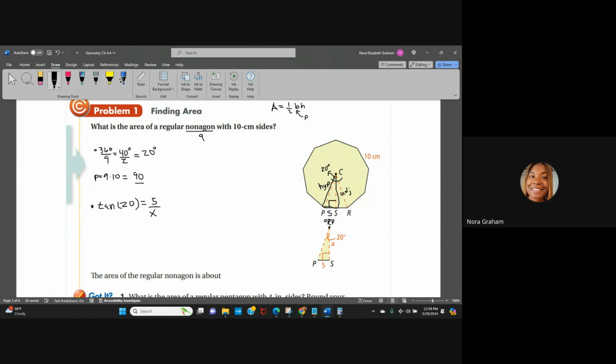Right here, I just use basic algebra to simplify this down. What that looks like is I just multiply both sides by X. So then I get X tan 20 equals 5. Some students get confused when we have the trig there, but you're just using basic algebra to solve this down. All right, but I want to isolate that X to be all by itself. So that's when I divide both sides by tan of 20.